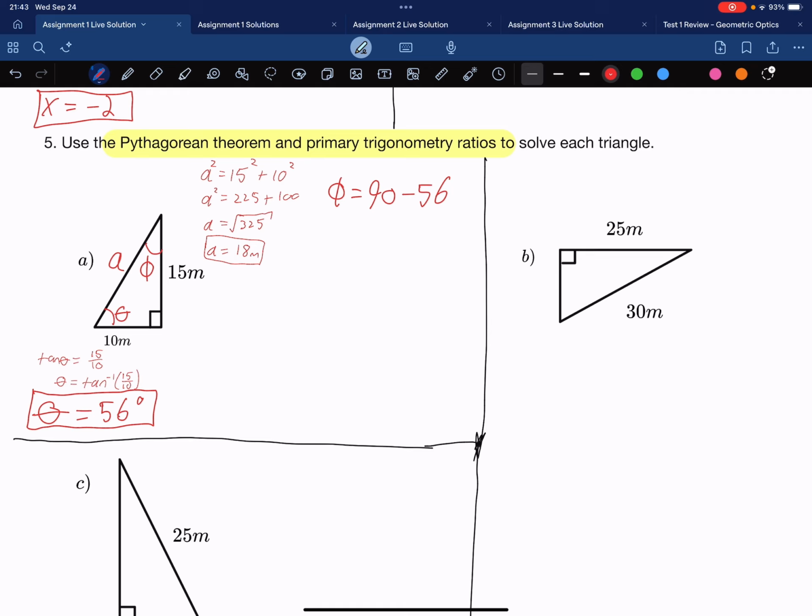So in this case, I can take the tangent of phi again. I'll use tangent again, but this time it'll look a little different. This time the tangent of phi, again, this is opposite over adjacent, but this time the opposite is 10 over 15. Take the inverse tangent, so we have the inverse tangent of 10 over 15.